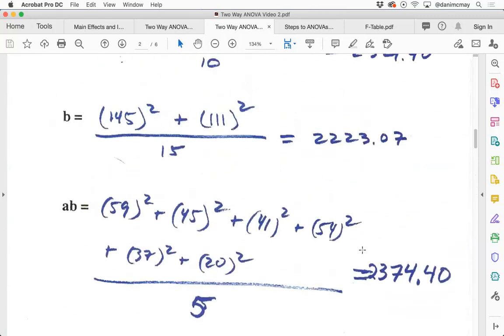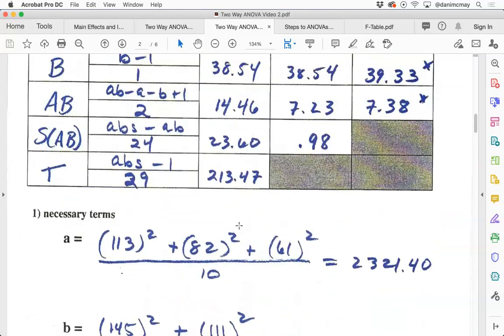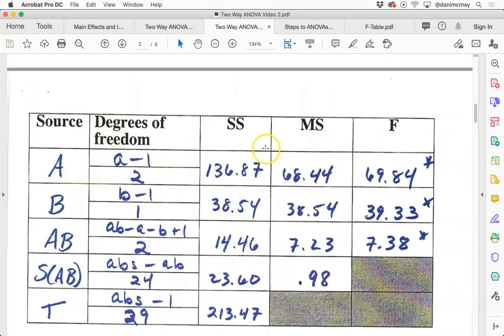Now, what's important to note is just like we did in the one way, the sum of all of these should add up to this. And it does, so we're correct to this point. Okay. Now we have to get our mean squares. Our mean squares, just like before, is our sum of squares divided by the degrees of freedom.